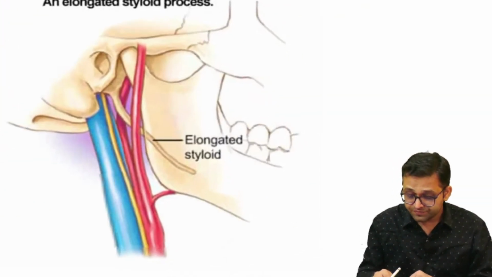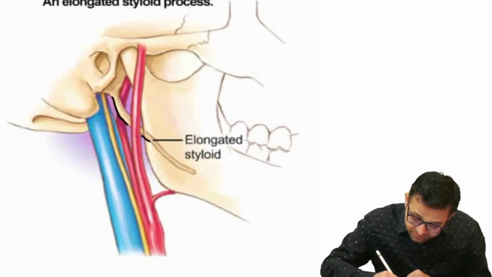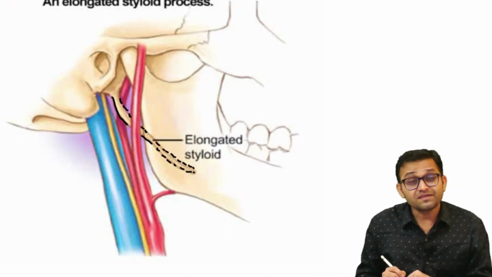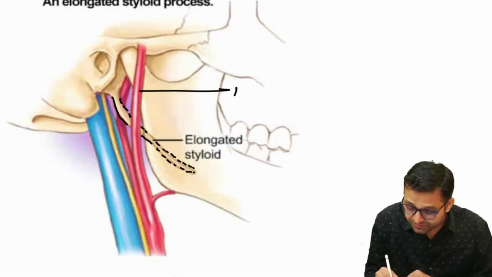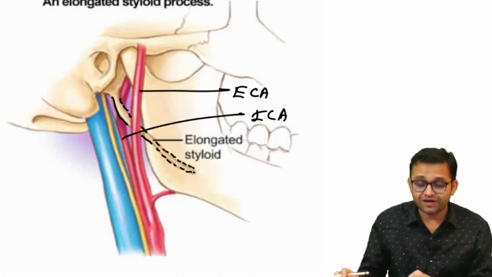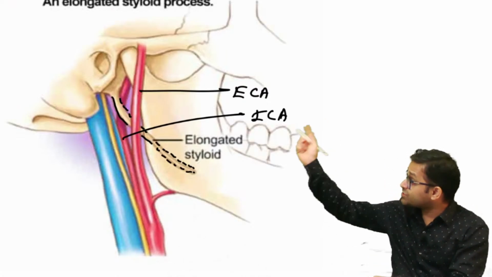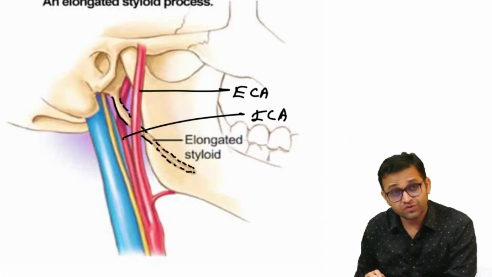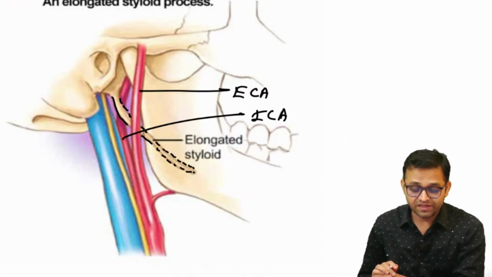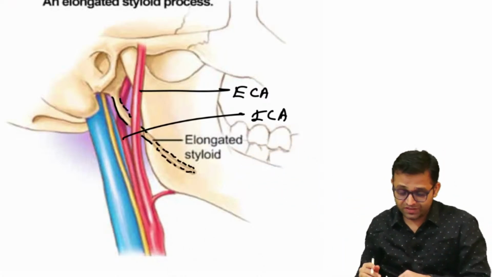So can you observe? This is your elongated styloid process. This is one very important point, that it is present between the external carotid artery and internal carotid artery. This is one very important Viva question. What are the different structures passing between the external and internal carotid artery? Among them, the styloid process as well as the different attached structures.